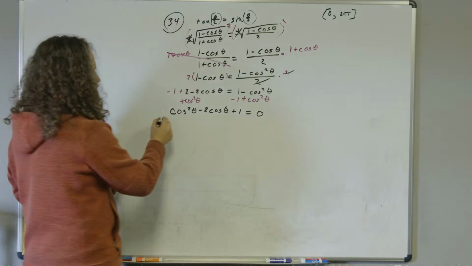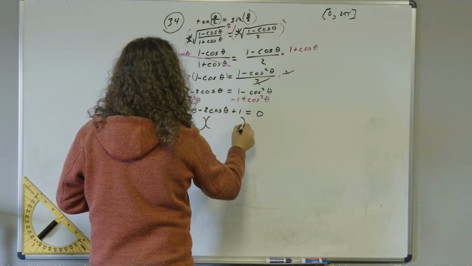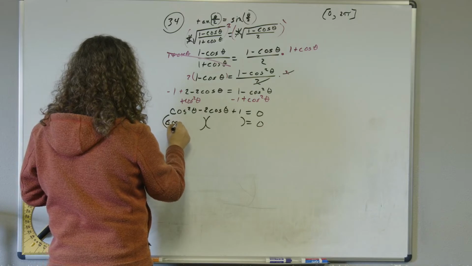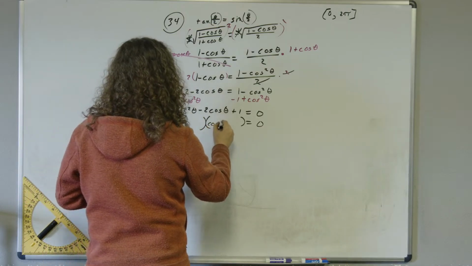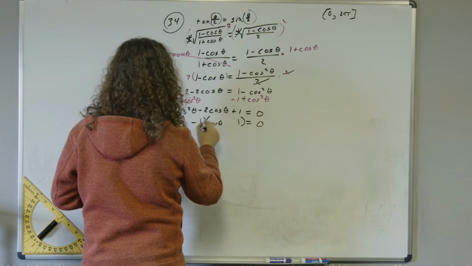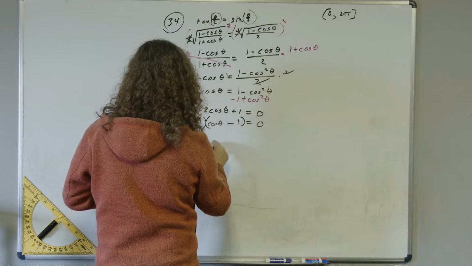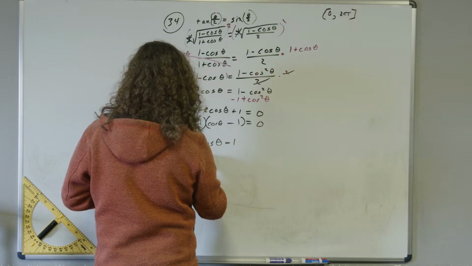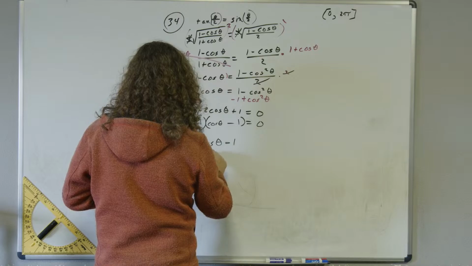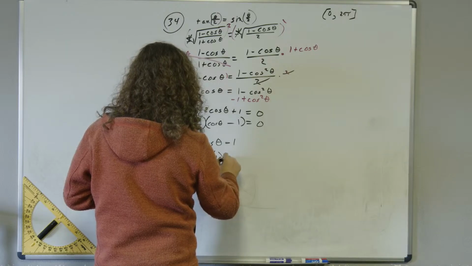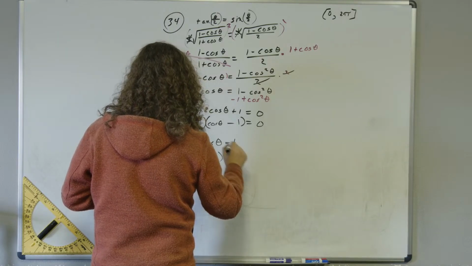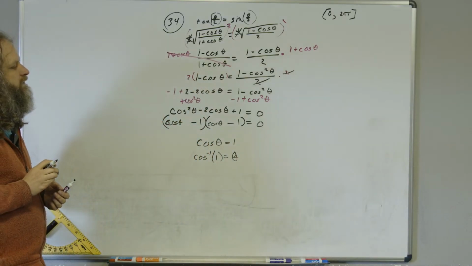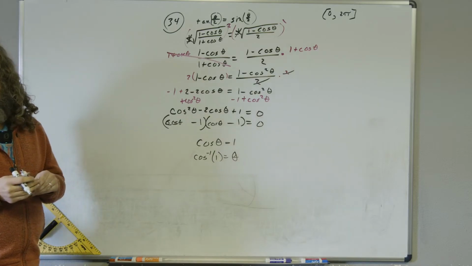Factor it. It is parentheses time. We do love them. So cosine theta minus 1, cosine theta minus 1. Cosine theta equals 1. So the inverse cosine of 1 equals theta. So what's the answer?